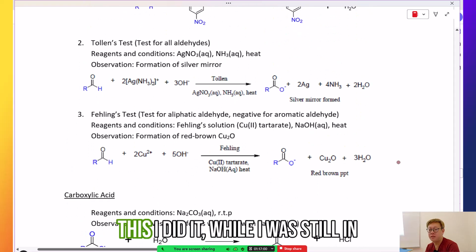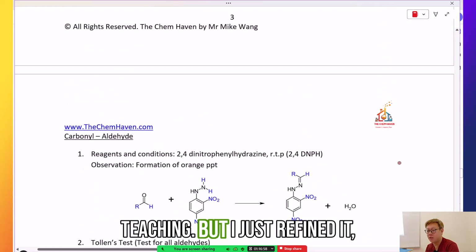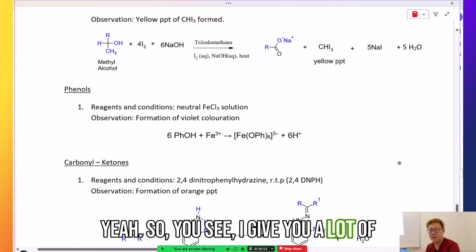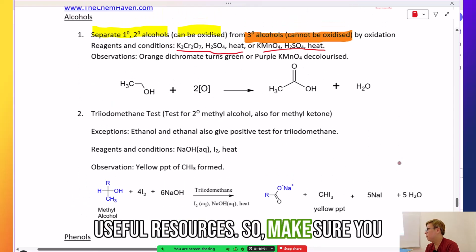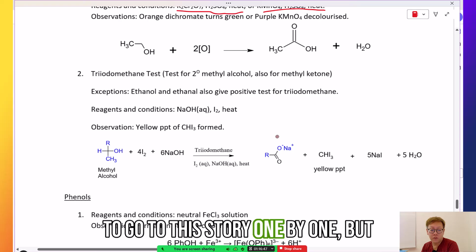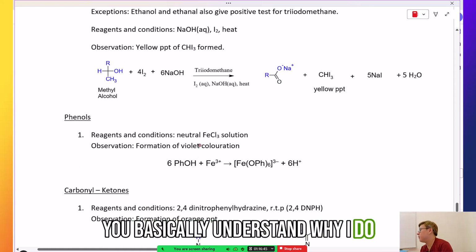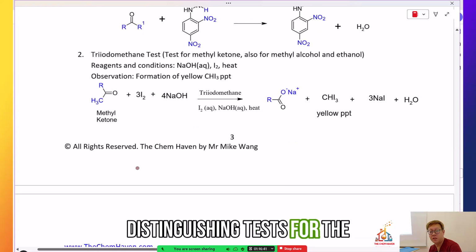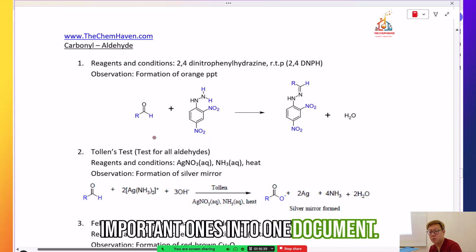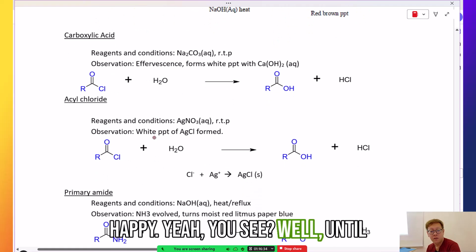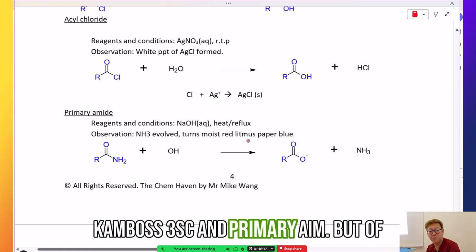Yeah, so like I say, all this I did while I was still in teaching, but I just refined it. Okay, so you see I give you all a lot of useful resource, so make sure you all make use of it, can? So I don't want to go through this slowly one by one, but you basically understand what I do for this document. Clear? I compile all the distinguishing tests for the important ones into one document. Happy? Yeah, you see? Until carboxylic acid and primary amide.